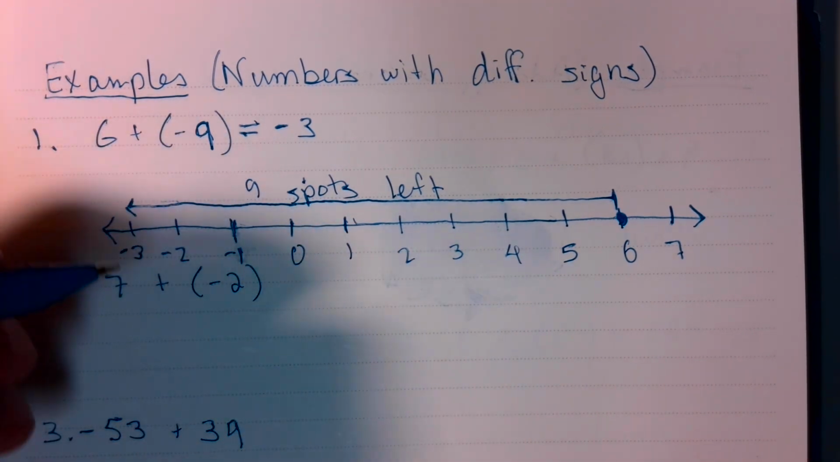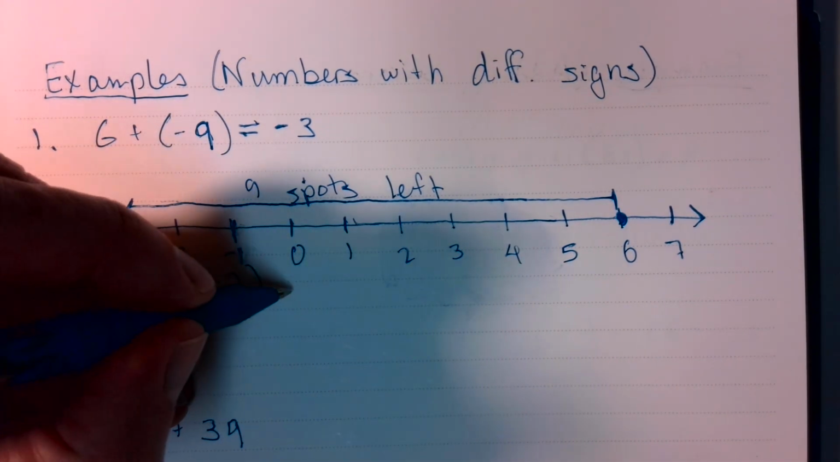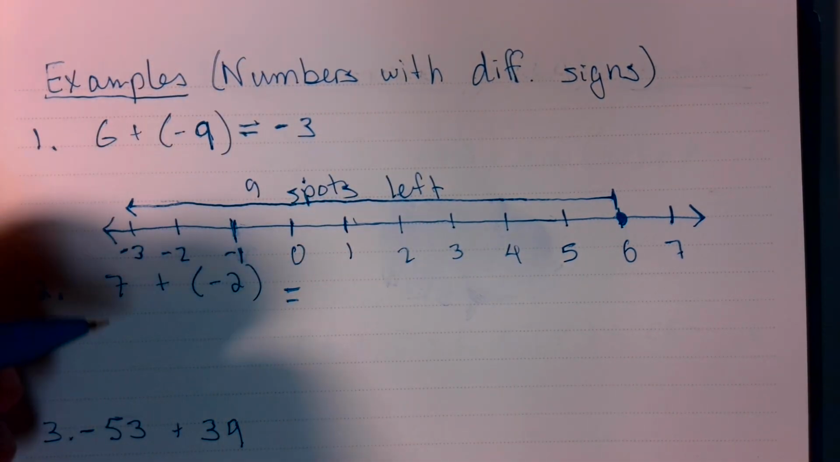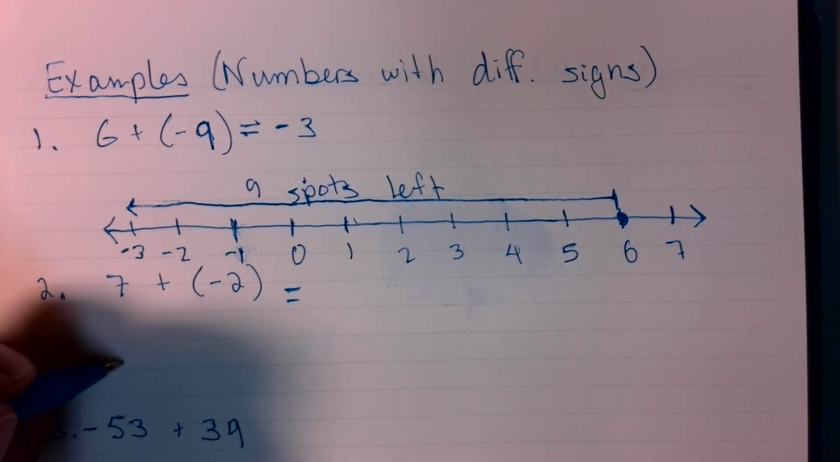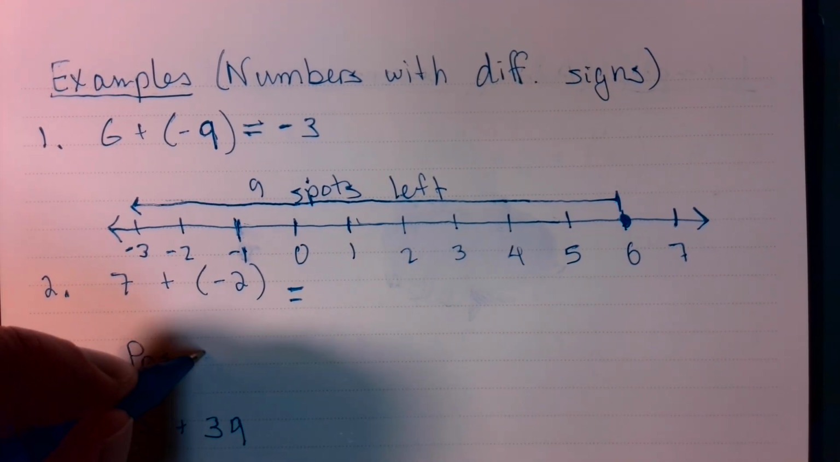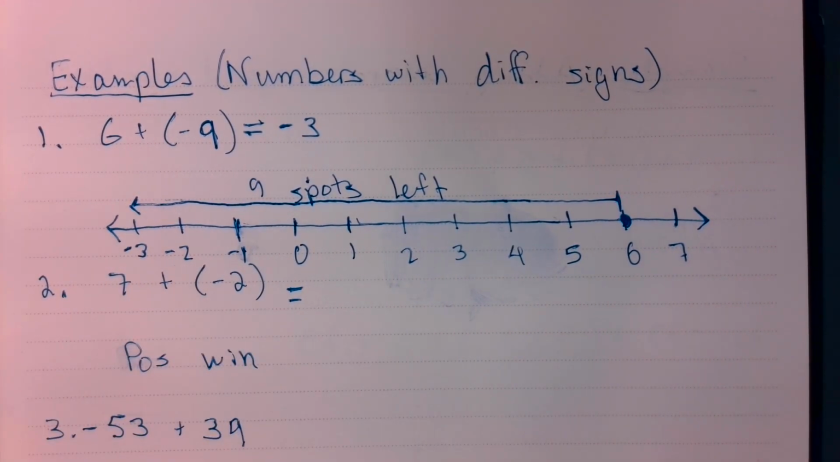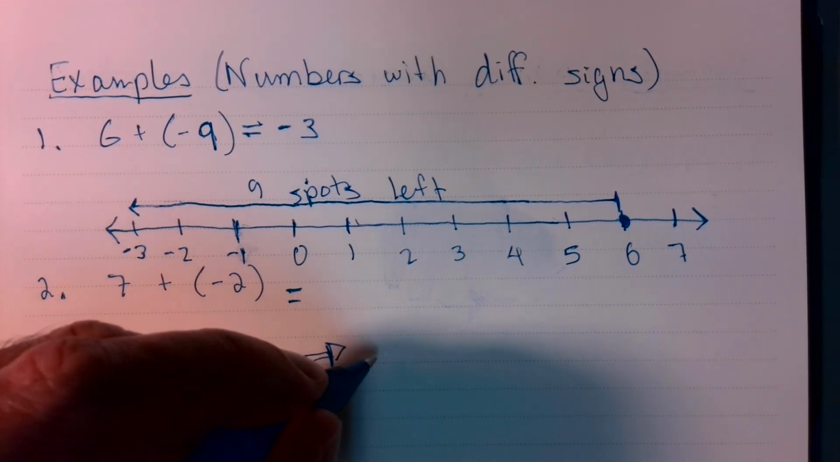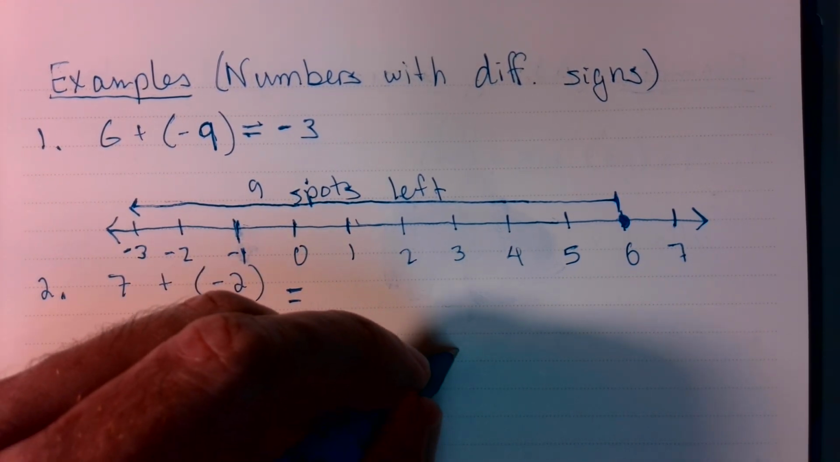We'll follow that same principle right here. I could draw a number line to do it, but I'll just do the answer out. What I'm going to do is look at my two numbers. I see the positive number has the bigger absolute value, so the positive number wins. That means my answer will be positive.